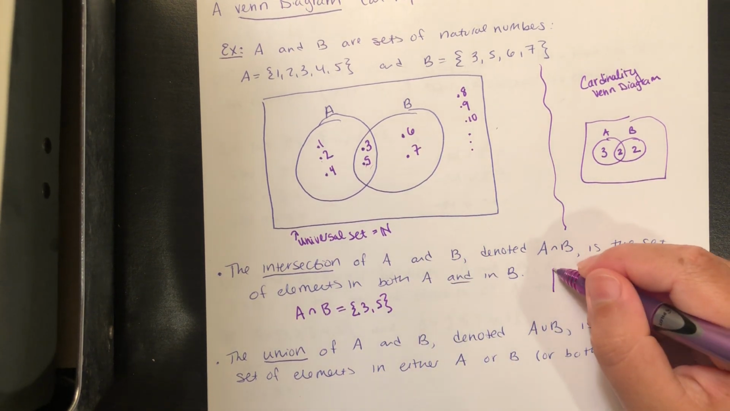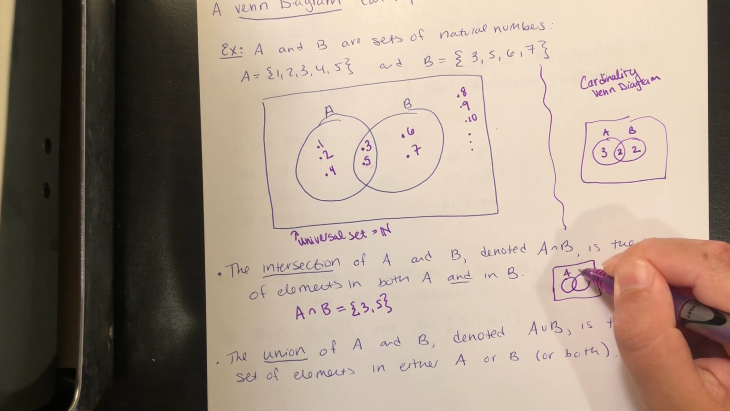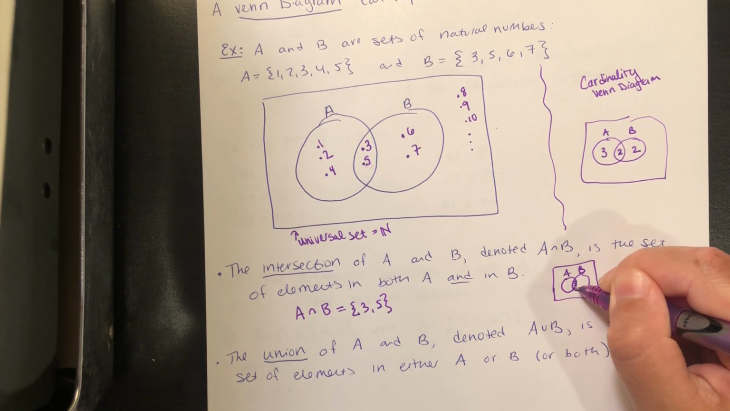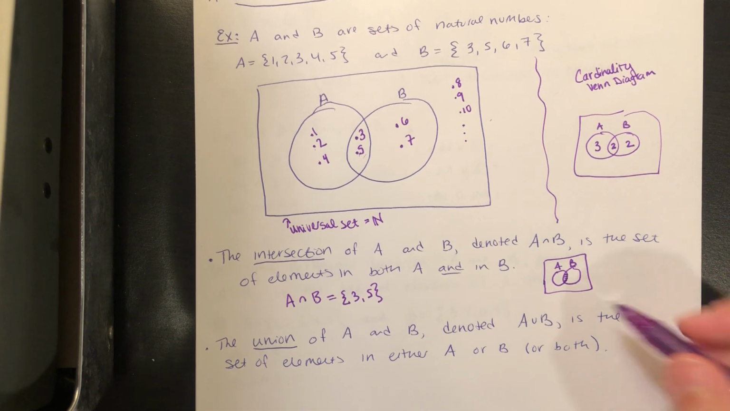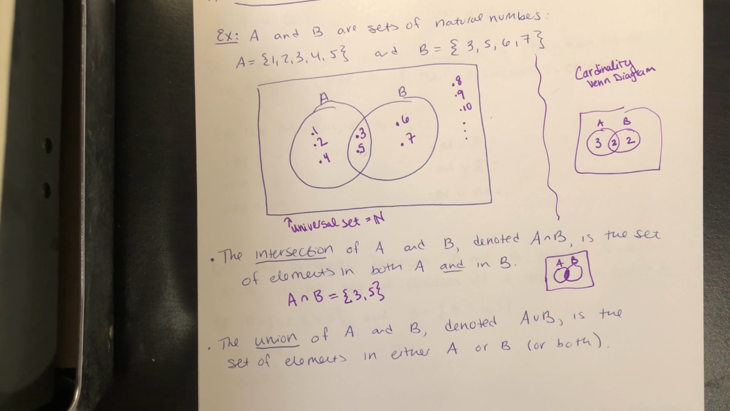So in a general Venn diagram, when we talk about the intersection of A and B, we're talking about all the things that lie here in the middle. So you might see a Venn diagram like this to represent the stuff that's in A and in B, right? The stuff in the intersection of A and B.